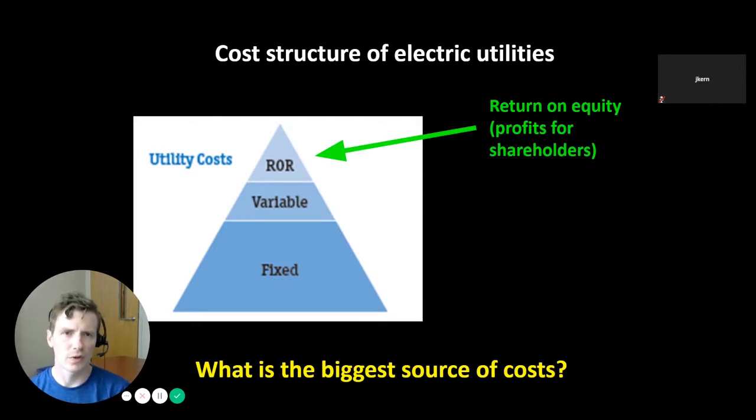So the cost structure of utilities, we've seen this before, looks, if we think about it like visualizing it as a pyramid, you could think about profits for shareholders at the very top, and variable costs underneath that, and the really big base of the triangle. So most of the costs that a utility experiences are fixed, right? And a lot of that, again, is tied up in the mortgage payments that utilities are making on all the infrastructure that they built using borrowed sums of money.